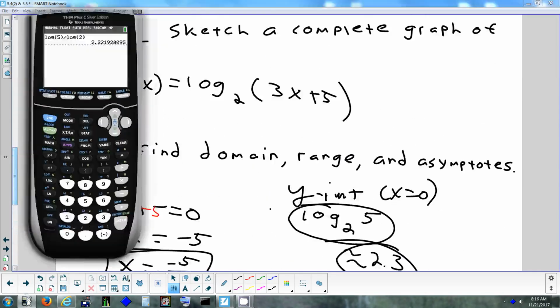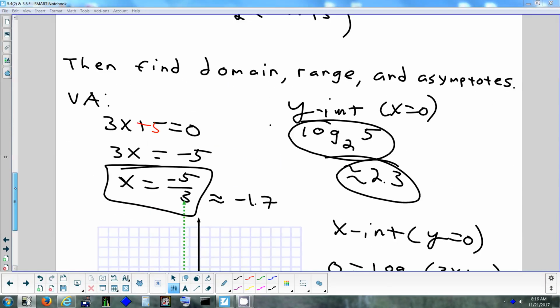So if I type in 5, I would get 3 times 5 is 15. 15 plus 5 is 20. So it'd be log 20 divided by log 2. So at 5, my graph is at 4.3.